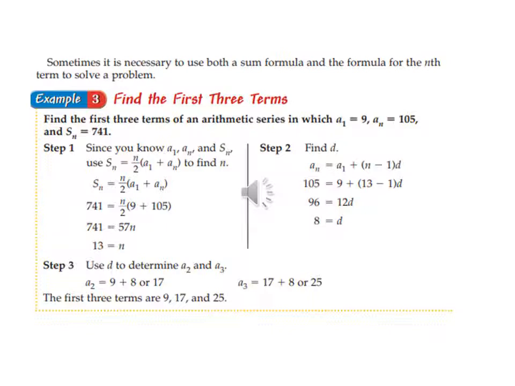This is the first step, and this can be used to determine a1, a2, and a3. a2 equals 9 plus 8, or 17. a3 equals 17 plus 8, or 25. The first three terms are 9, 17, and 25.